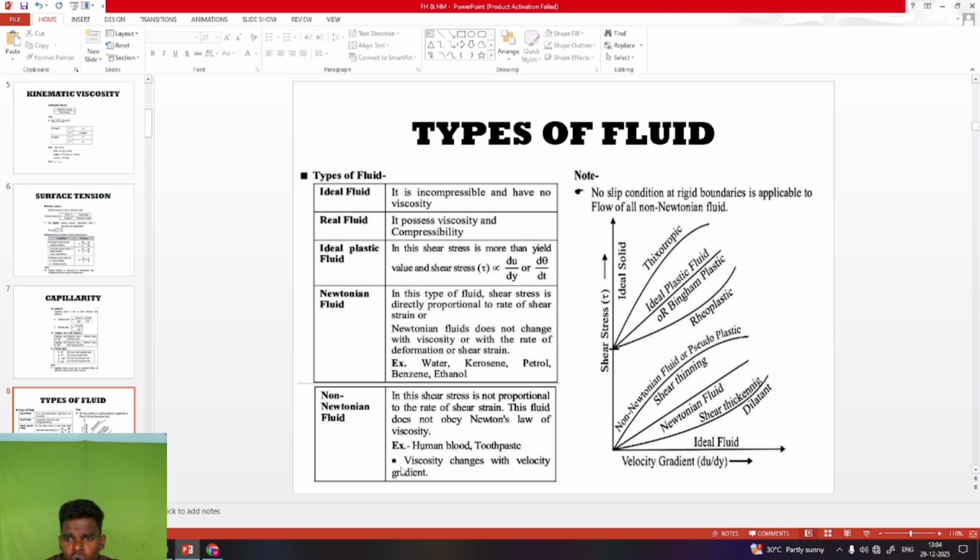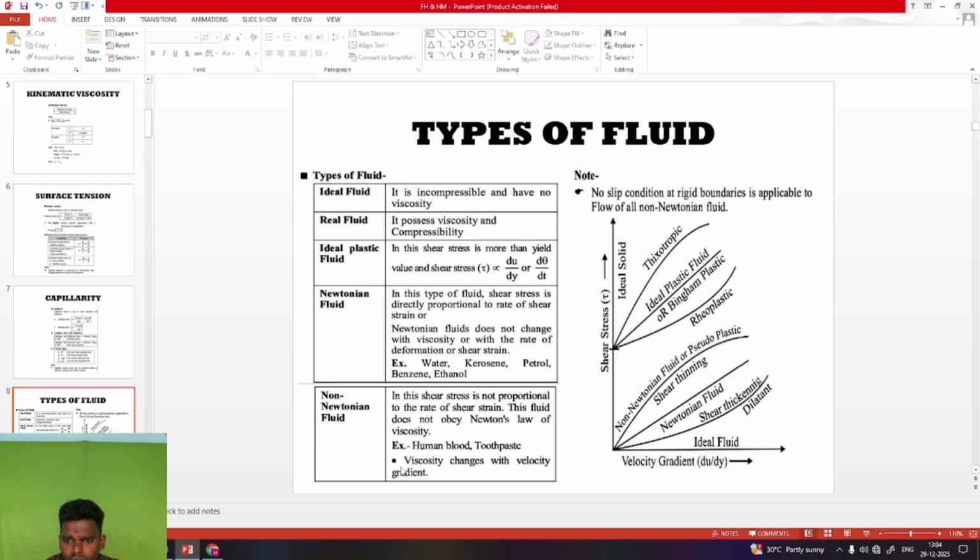And if the no slip condition at rigid boundaries is applicable to flow of a non-Newtonian fluid, there is a graphical representation with the x-axis referred to as velocity gradient and the y-axis as the shear stress. A detailed graphical picture can be given.